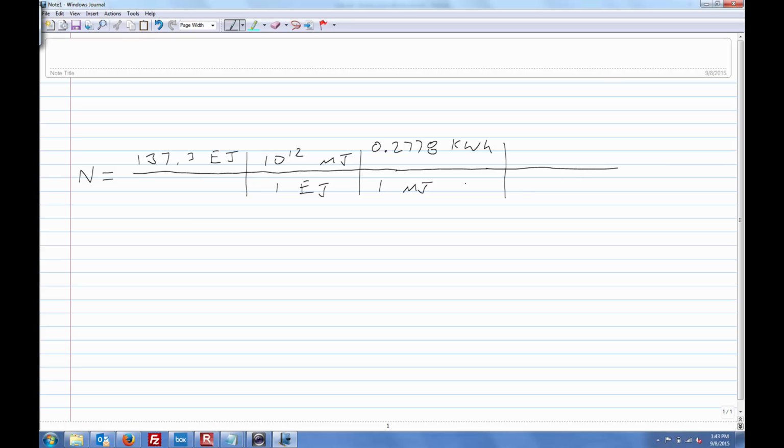Okay, what was the number of kilowatt hours per turbine there? 11 million? Let's see if I'm going to do this right.